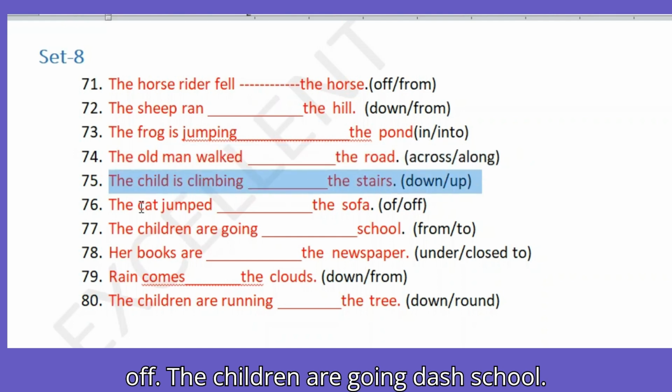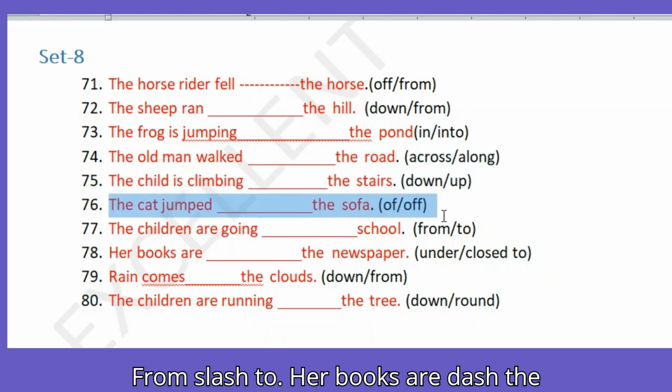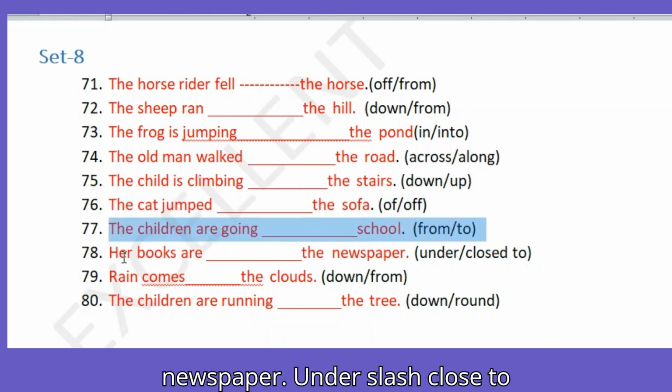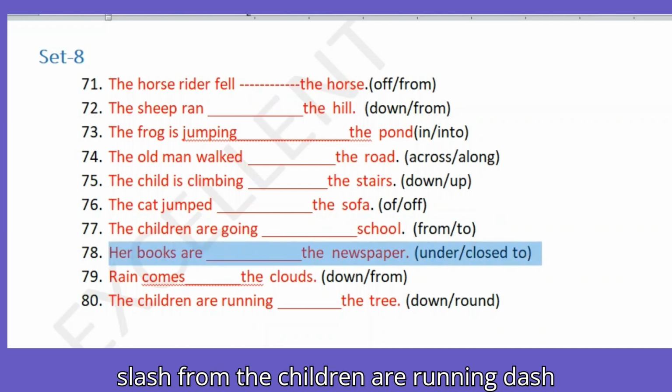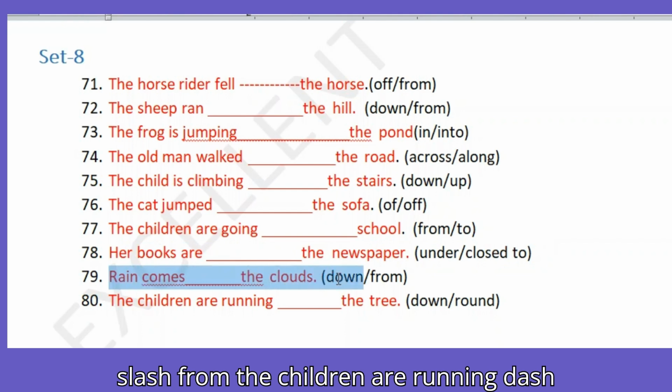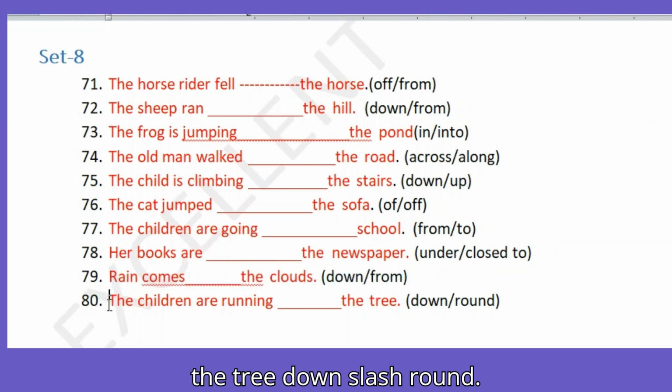The cat jumped the sofa. Of/off. The children are going school. From/to. Her books are the newspaper. Under/close to. Rain comes the clouds. Down/from. The children are running the tree. Down/round.